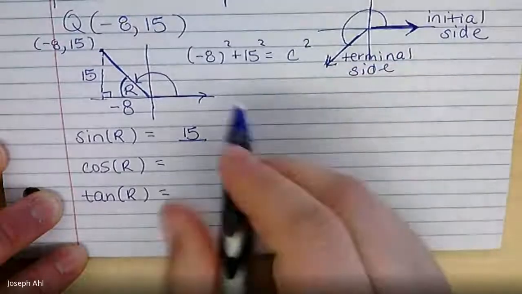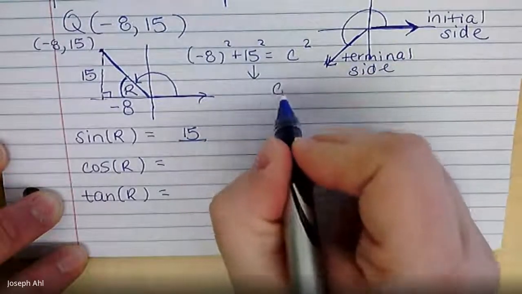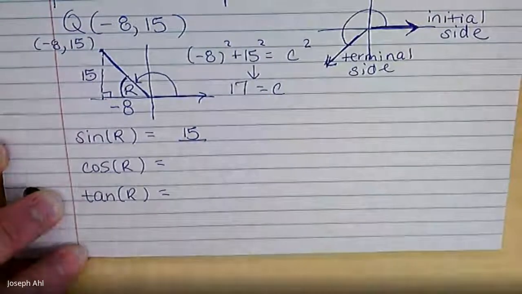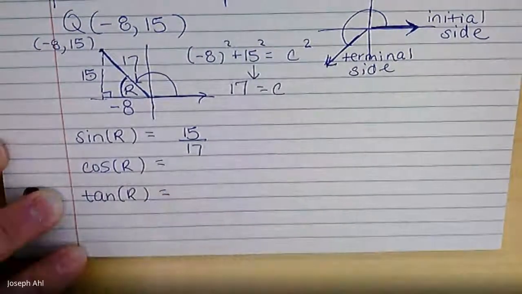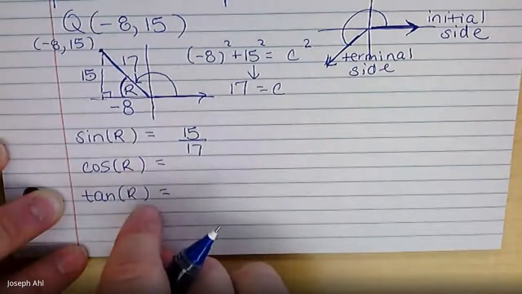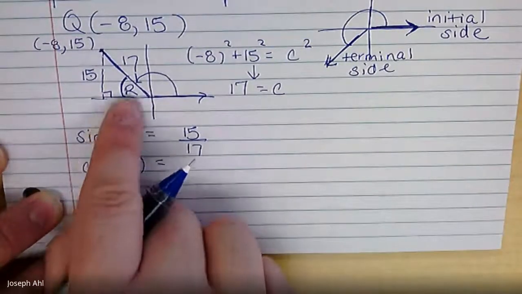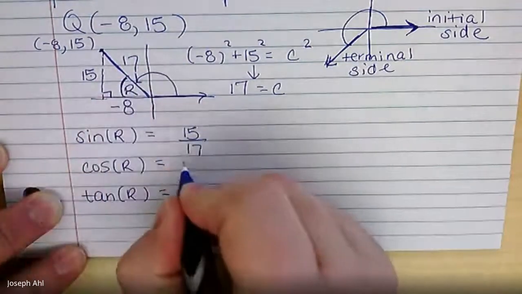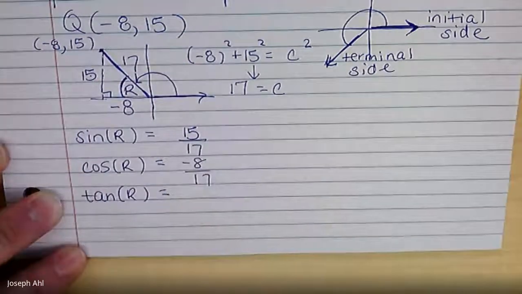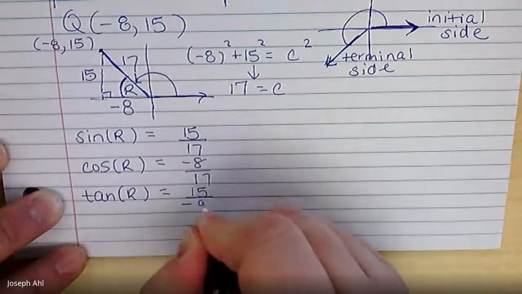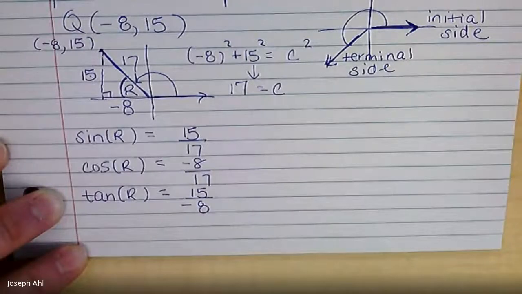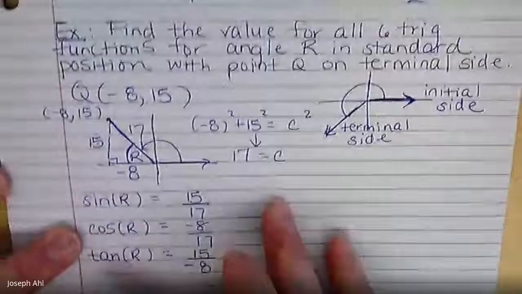And just to save us some time, because I'm trusting that you're all excellent Pythagorean theorem completers, this length would be 17 right here. It turns out 8, 15, 17 is just another Pythagorean triple. So sine would be 15/17. And now that we have that filled in, fill in cosine. Cosine would be adjacent over hypotenuse, -8/17. And then finally, tangent would be opposite over adjacent, 15 over -8. So that's 3 of my functions, because I did say find the value for all 6 trig functions here.